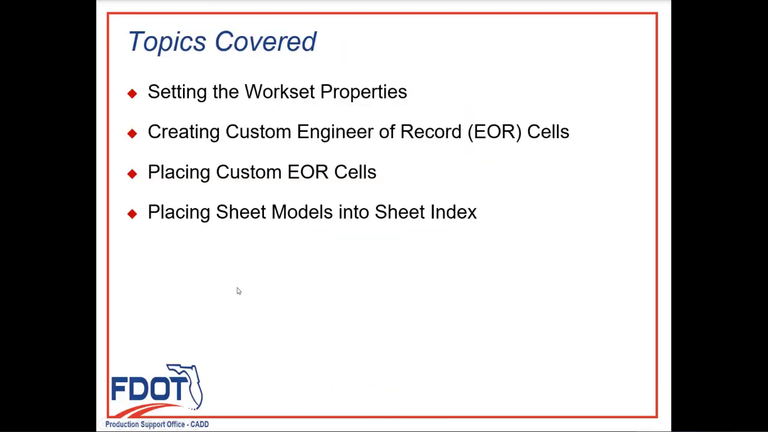So the topics we're going to cover today are setting the workset properties, which we'll look at for our sheet border annotations. We're going to create custom engineer of record cells. And then we're going to go over placing those custom EOR cells, as well as placing our sheet models into sheet index. So in-sheet annotations have been set up to read from our workset properties.